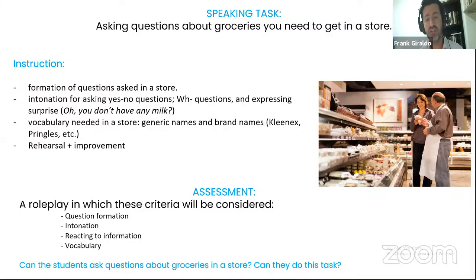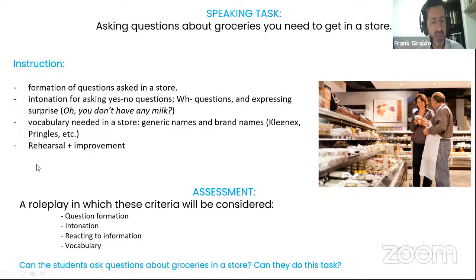The vocabulary that you need, it's not just random vocabulary, but it could be generic names like typical vocabulary: apples, produce, meats, whatever. And also in this type of context, in real life, we use brand names like Kleenex, Pringles, Nusita. We use this vocabulary in real life too. So whatever happens here, teachers, in instruction, anything you do is to help students to do the task successfully.